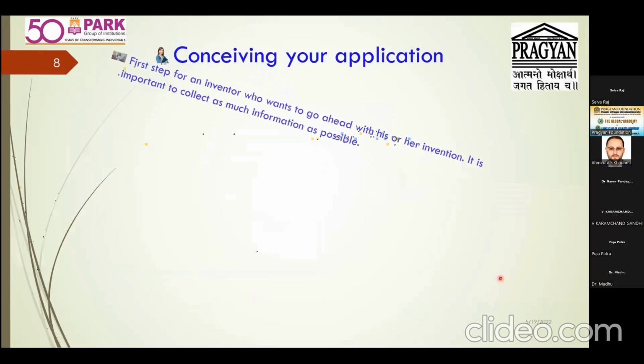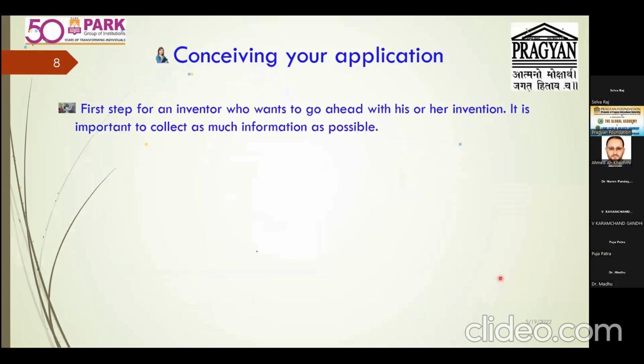When you apply for your patent, the first step is the application. Application means the inventor who wants to go ahead with the invention. You should have some invention, like a product or a process. Once you find some process or product, you can go with the application.